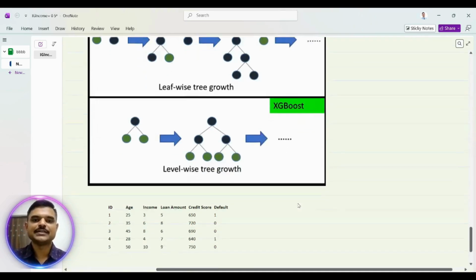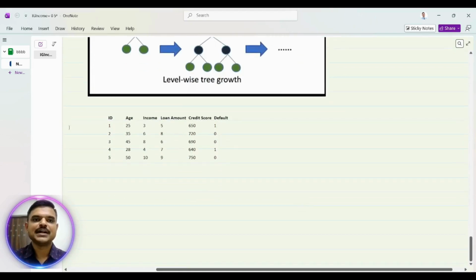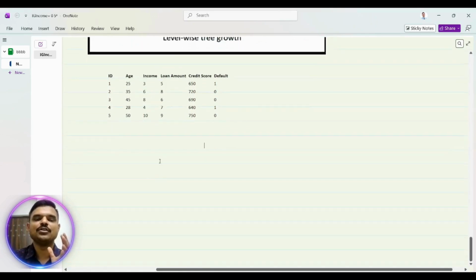Here we will take an example of this data set. We have to predict whether that particular person will default on his loan or not. These are IDs, these are the age of that person, these are income in lakhs, these are loan amount in lakhs, these are their credit score, and these are whether the person defaulted or not. One means defaulted, zero means non-defaulted.